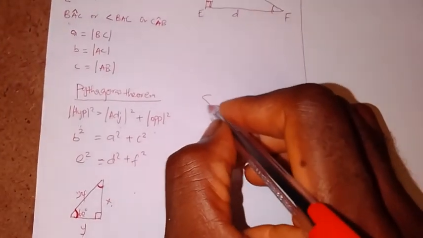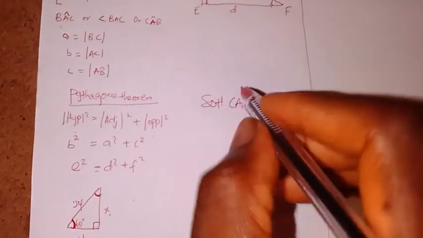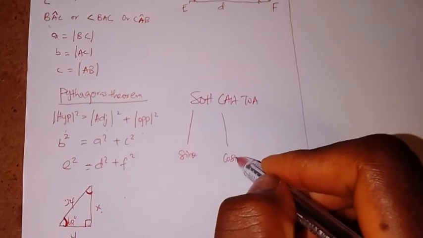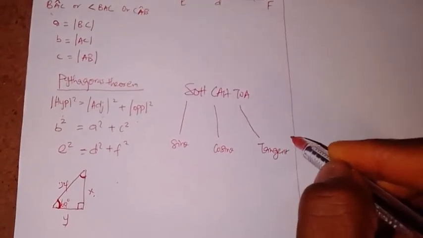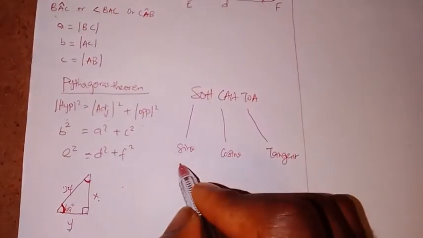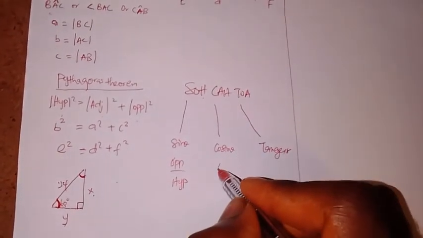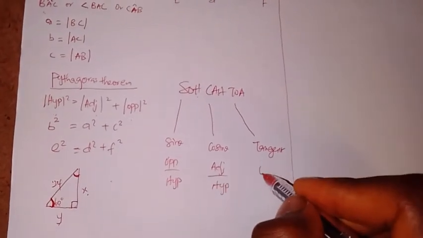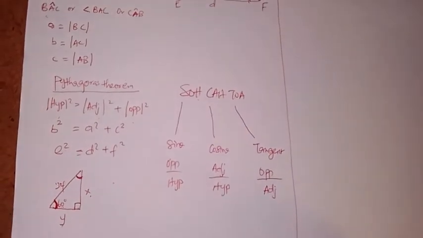Opposite and hypotenuse represent our sine. Okay, so let me quickly introduce my SOHCAHTOA. S here represents sine, C represents cosine, and T represents tangent. For my sine, I have opposite over hypotenuse. For my cosine, I have adjacent over hypotenuse. And for my tangent, I have opposite over adjacent.